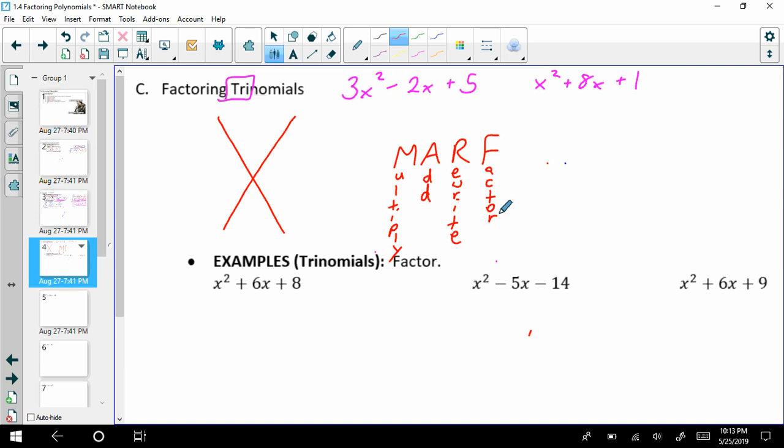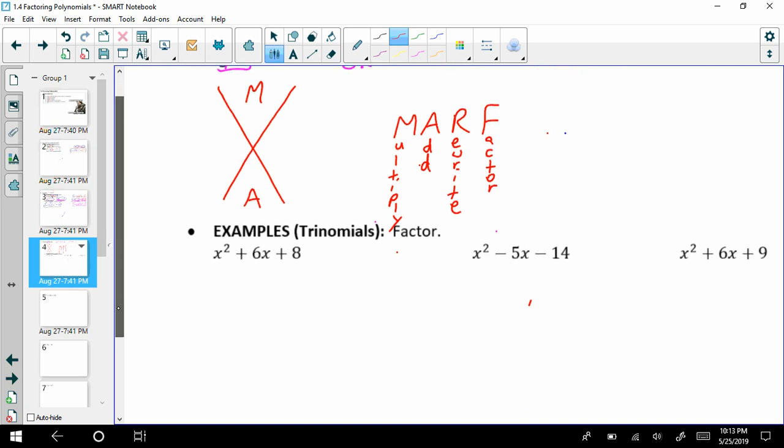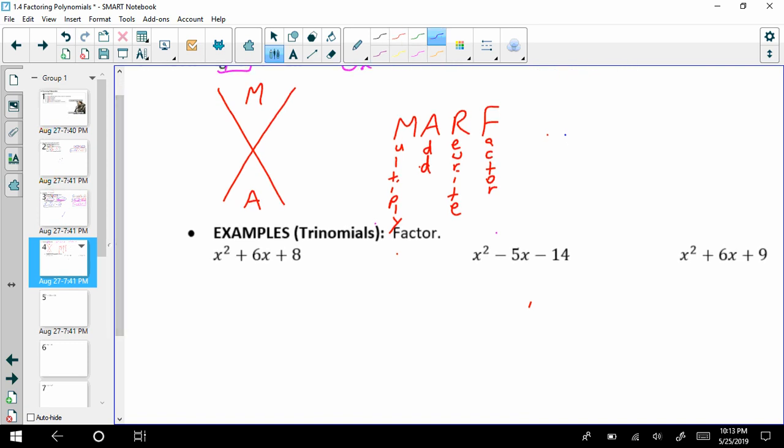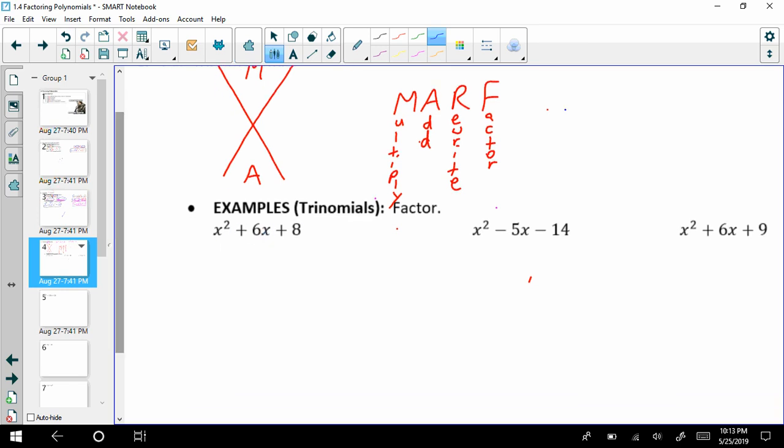And when my students do this, they make this little crisscross. And in this crisscross, in the top portion is going to be what you multiply to, and the bottom portion is going to be what you add to. And I promise this will make a little more sense when we go through this. So let's try this. I want to break apart x squared plus 6x plus 8.